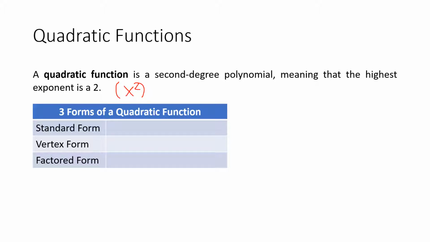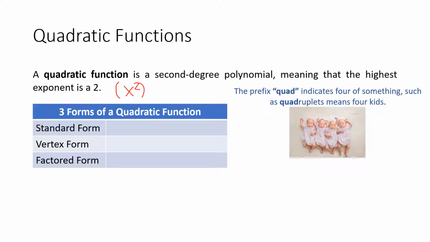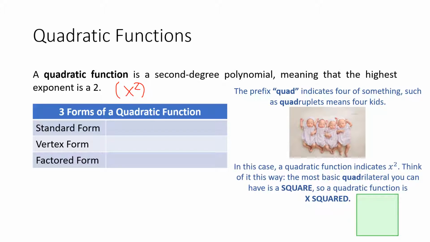And for some people, this is a little counterintuitive because we know that quadratic, quad, indicates 4 of something. Like if you think of quadruplets, that means that there are 4 kids. So when we think quad, here we're only dealing with x squared. So one way to think of this is the most basic quadrilateral that you can have is a square. And so quadratic function is just x squared. So quadratics are used with area models like square footage. That's quadratic.